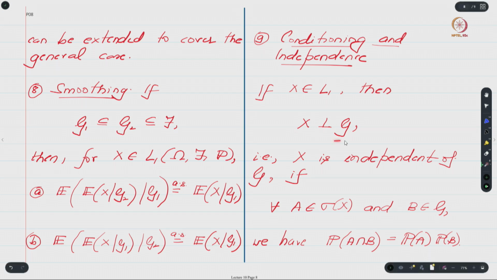So we will say X is independent to this sigma field if for every A in the sigma field generated by X and every B which is there in G, we have this relation. So this relation is something very familiar to us, right. This is the definition for two events being independent. Now we are using this definition to discuss when a random variable X is independent with respect to a sigma field, right. So X is independent to G if for every A in the sigma field generated by X and every B in G, we have that A and B are independent in the usual sense, right.